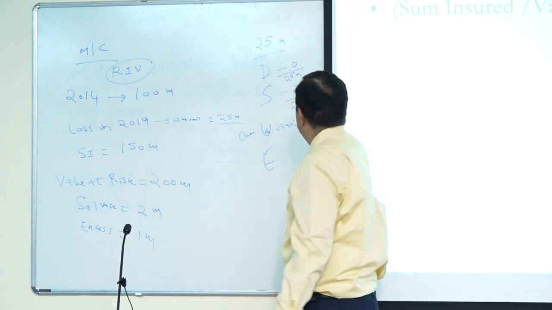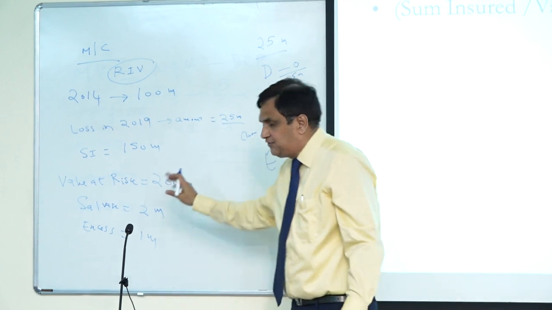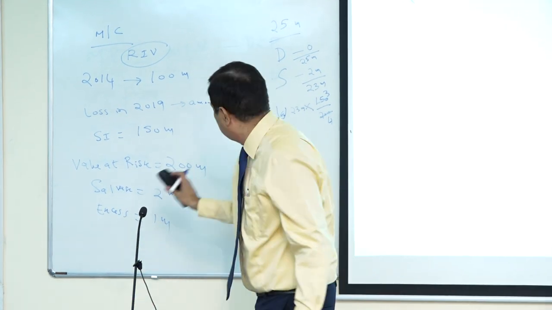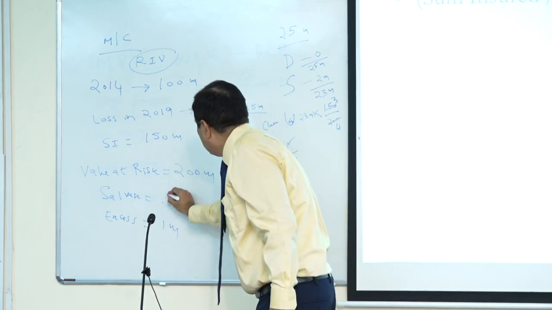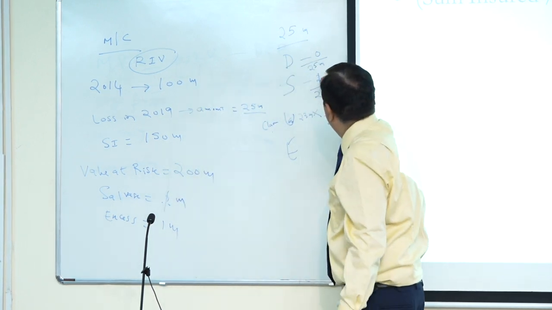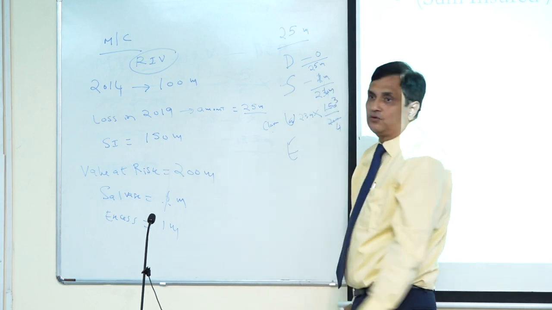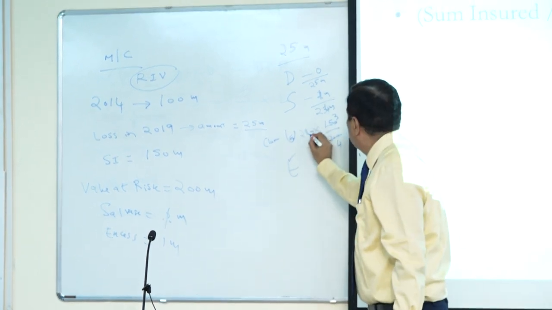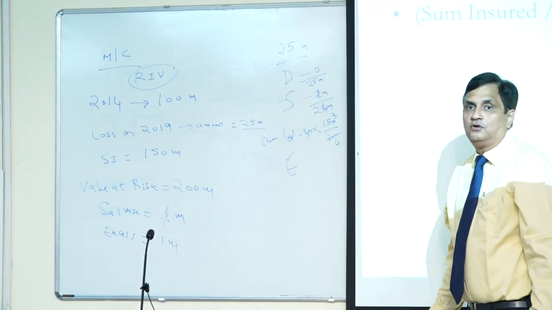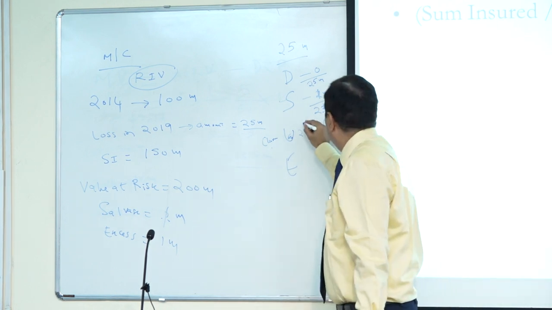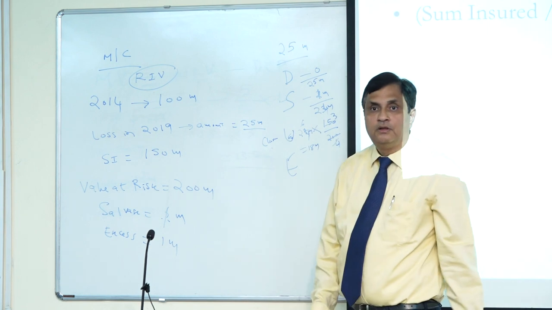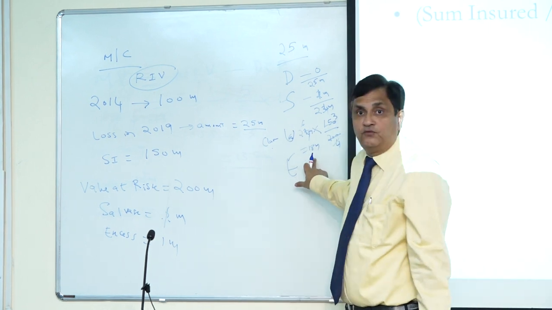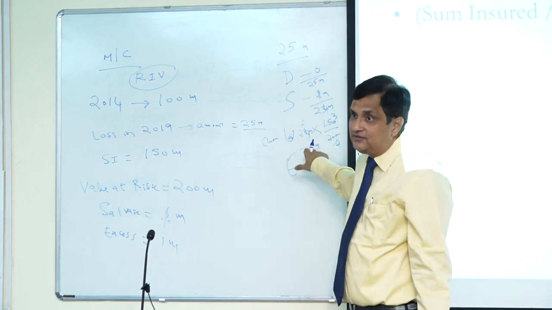For easy calculation, if you don't mind, I will change the salvage to 1 million. So if I do salvage as 1 million, this is minus 1 million, so it becomes 24. So I will do 24 into 3 by 4. 4 sixes are 24, so this will be 18. Are all of you clear how 18 million has come? So it is 18 million.